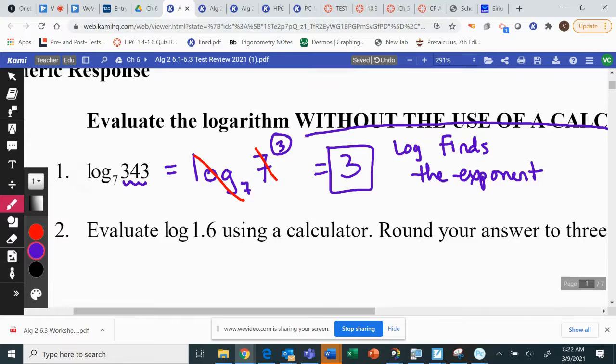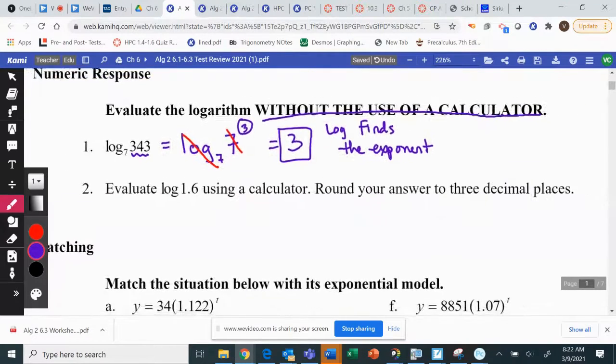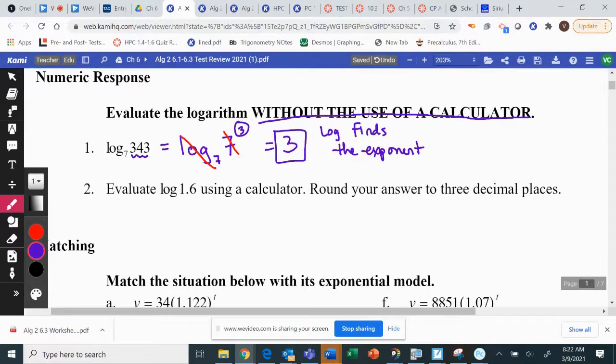The next one says evaluate log 1.6 using a calculator, round to 3 decimal places. So how would I evaluate that on the calculator? Tessa, what am I going to do on my calculator? Did you say multiply? Is that what you said? Okay, so it's not multiply.